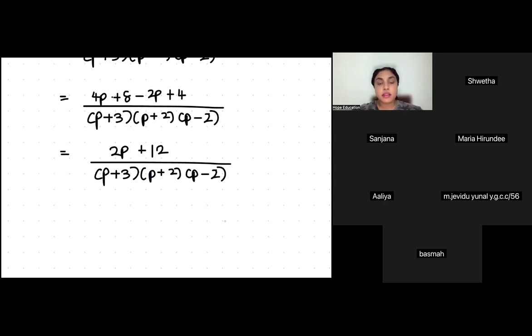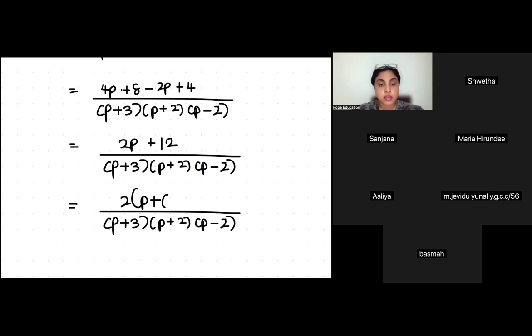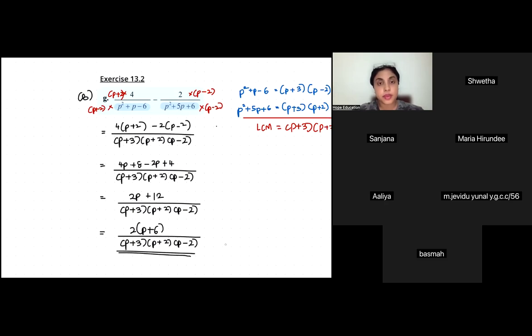If you came to this point, that is enough, but you can see that this can be factorized further. So I will take it another step. The denominator will be the same, but in the numerator, 2p and 12 both have 2 in common. So I'll take 2 out and I get p plus 6. So this is how we factorize, and this is the final answer.